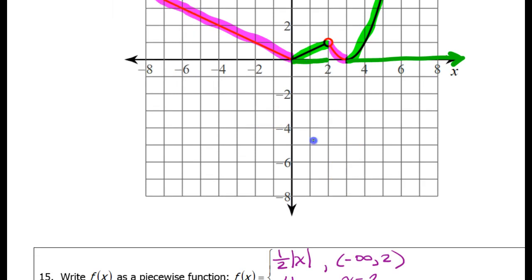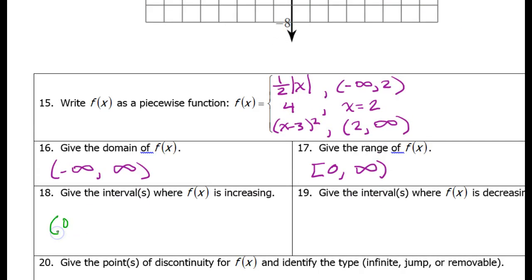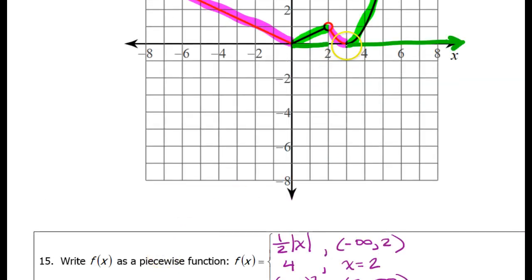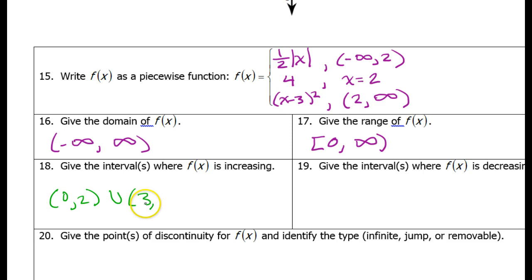Okay, so from 0 to 2, union 3 to infinity. Alright, always use parentheses when you're doing increasing and decreasing intervals. Don't include the endpoints.